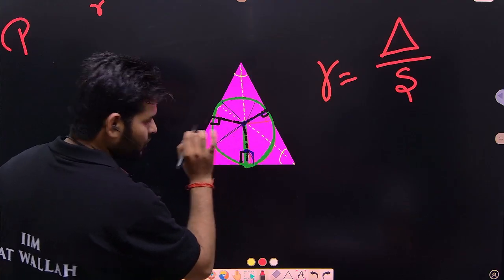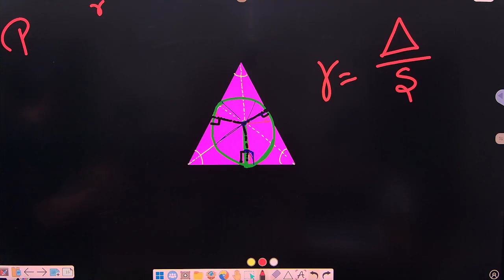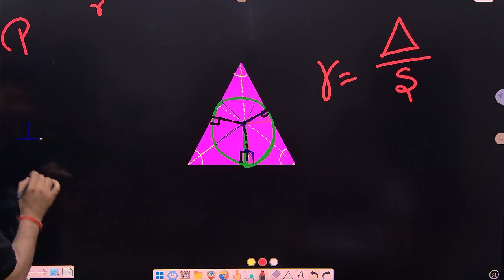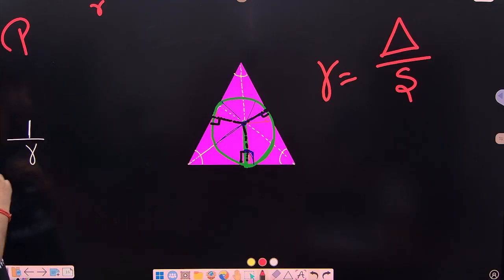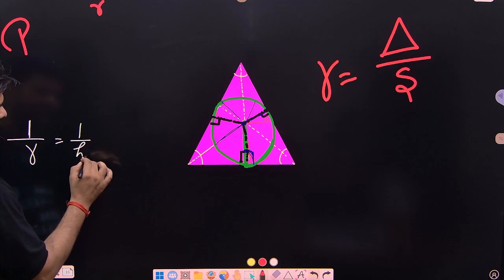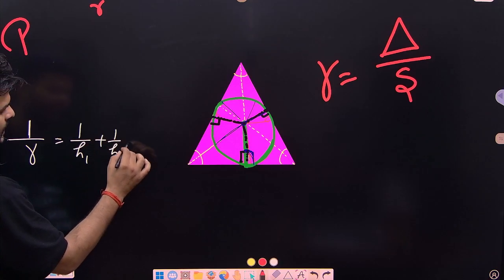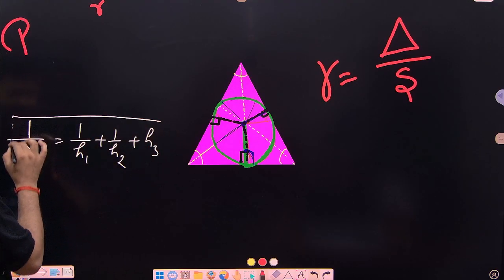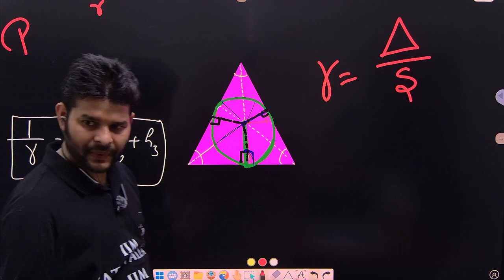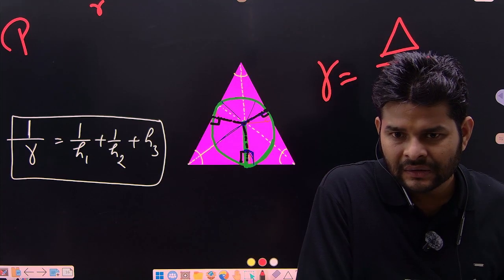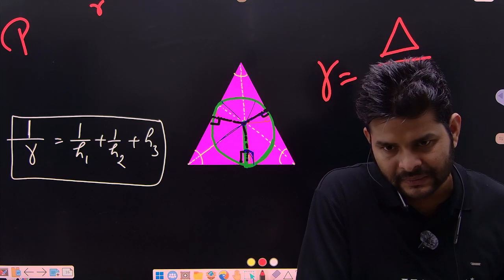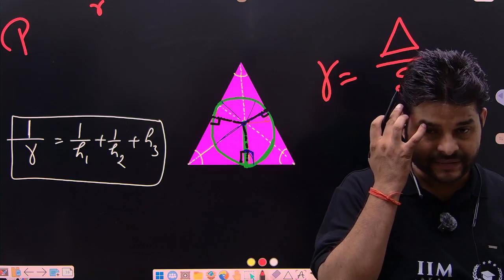So the question is, if perpendiculars are drawn to all three sides and we know the heights of the three perpendiculars, there is a relation: 1/r, where r means the incircle radius, would be equal to 1/h1 + 1/h2 + 1/h3. Here h1, h2, h3 are the heights of the perpendiculars which have been drawn from the incenter to the sides of the triangle. This is the second relation. Make a note of it.